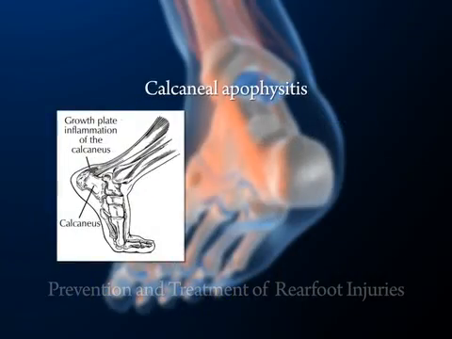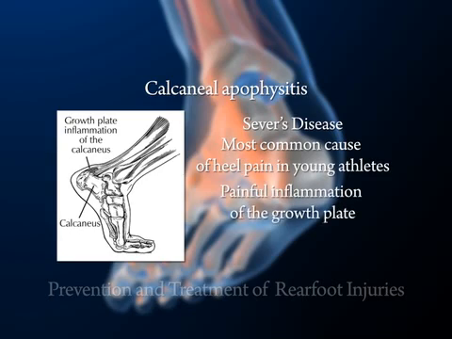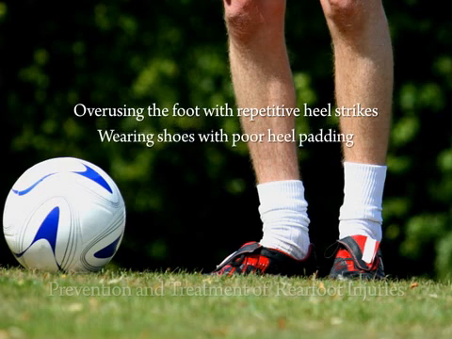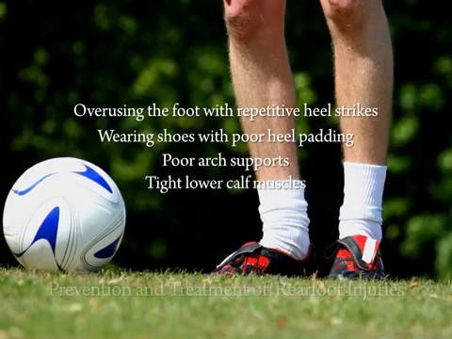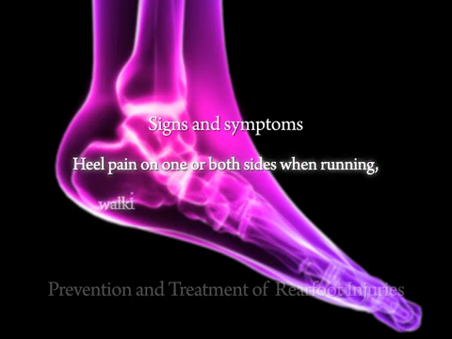Calcaneal apophysitis, also known as Sever's disease, is the most common cause of heel pain in young athletes and is a painful inflammation of the growth plate. It is caused by overusing the foot with repetitive heel strikes. It may also occur from wearing shoes with poor heel padding or poor arch supports and tight lower calf muscles. Signs and symptoms include heel pain on one or both sides when running, walking, or jumping, and a visible limp.